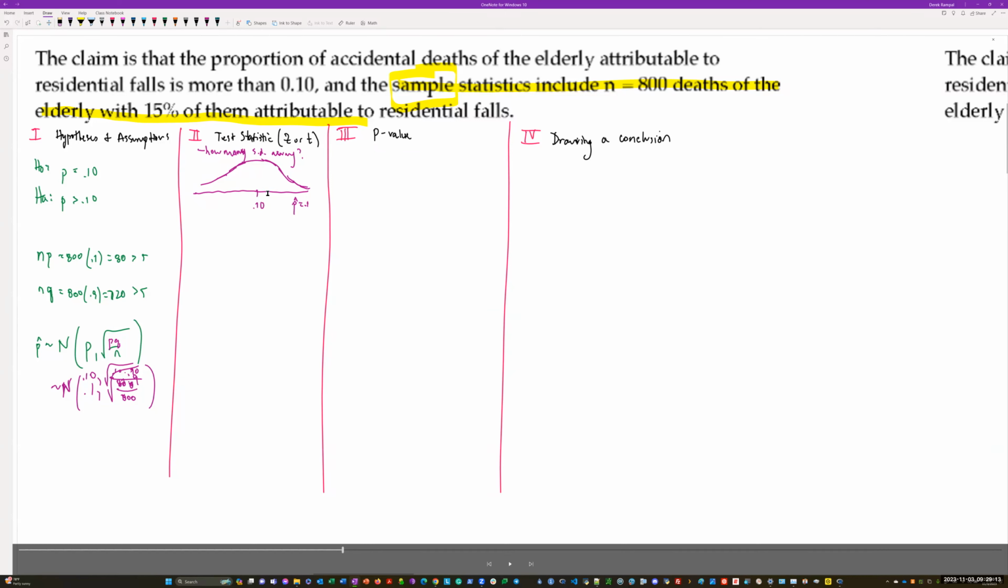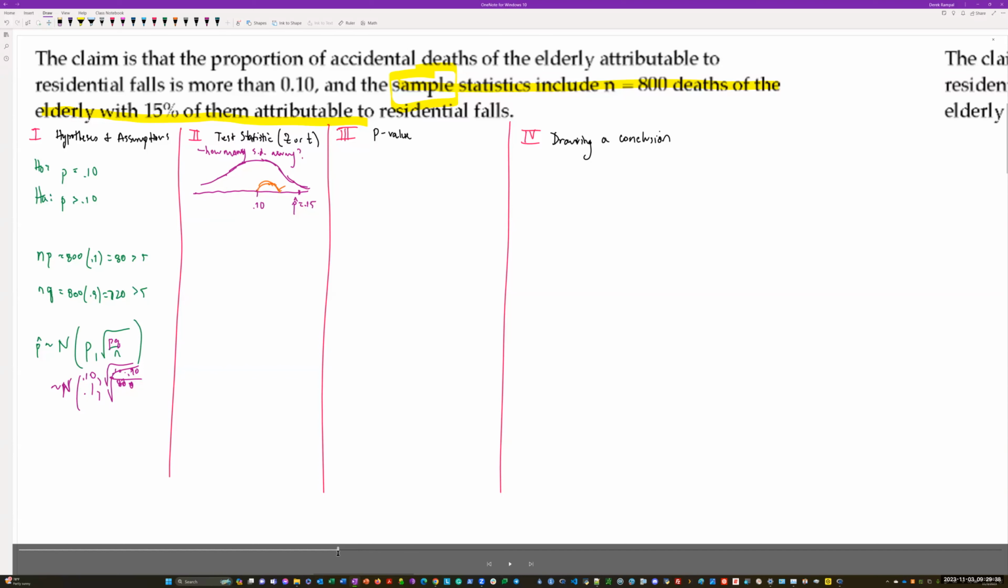We need to label this. The mean here is 10%. Next thing you want to do is label your sample result. In this case, we would label that as p hat, the sample estimate. And we want to see if this is significantly different from that value.